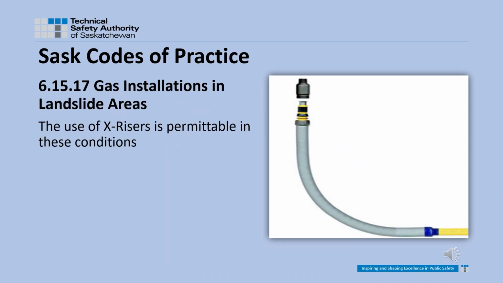6.15.17 is our last interpretation to the underground section in the Saskatchewan Codes of Practice. This is allowing a new product to be approved for use in landslide areas. The use of X-risers is permitted with the other stipulations laid out in 6.15.17. This is primarily seen in the province due to soil conditions around lakes, rivers, and valleys.